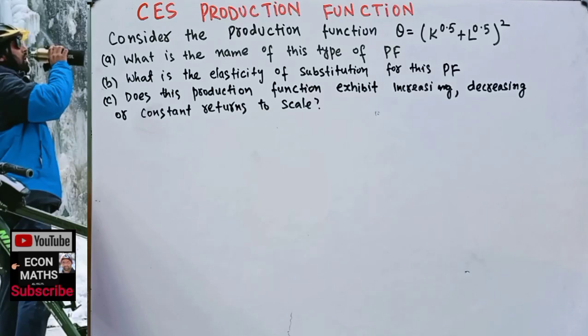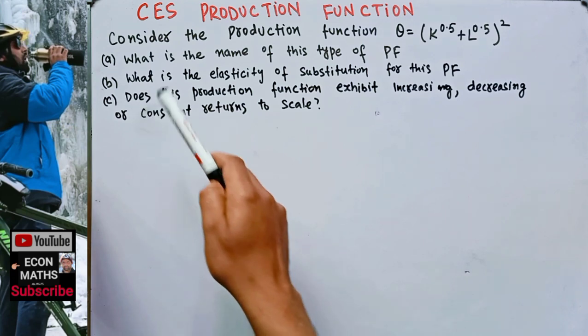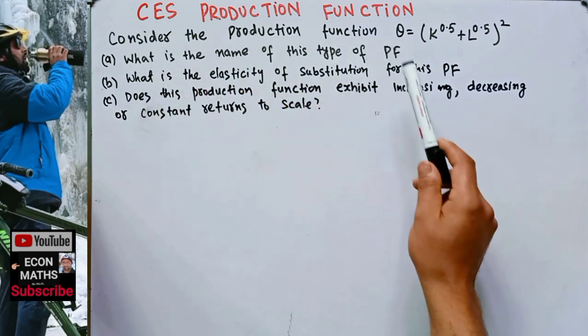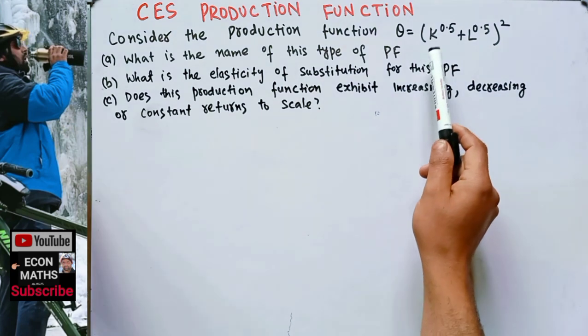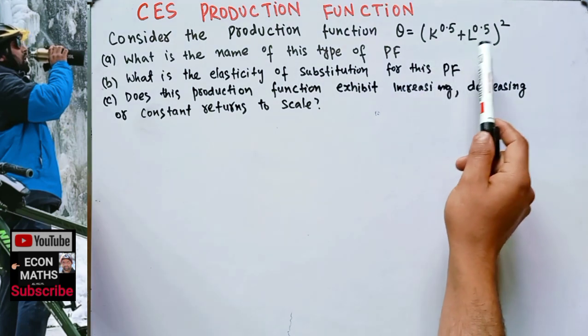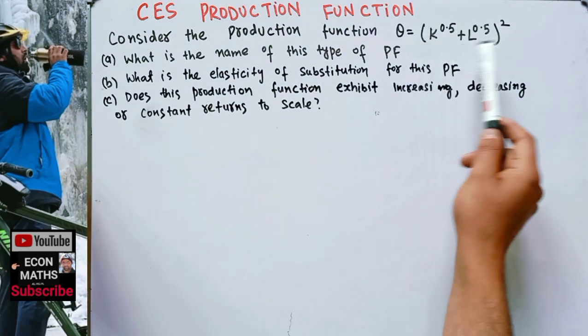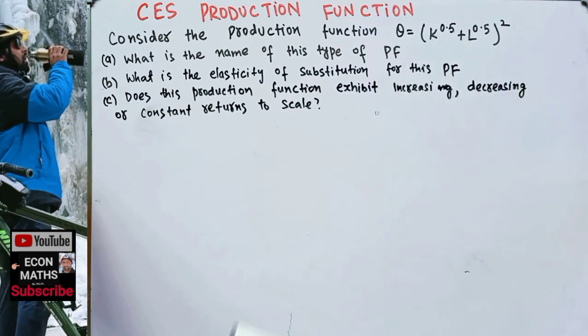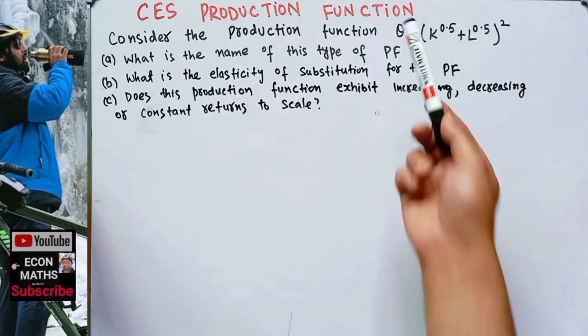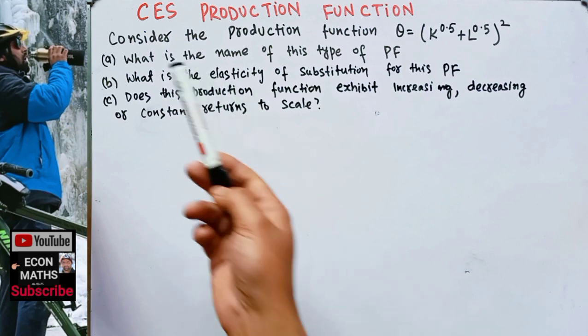In this video, we will solve a question on production function. This question was asked by a person on Telegram channel of Economaths. The question is, consider the production function Q is equal to K to the power 0.5 plus L to the power 0.5 whole square, where K and L are the units of capital and labor and Q denotes the output.